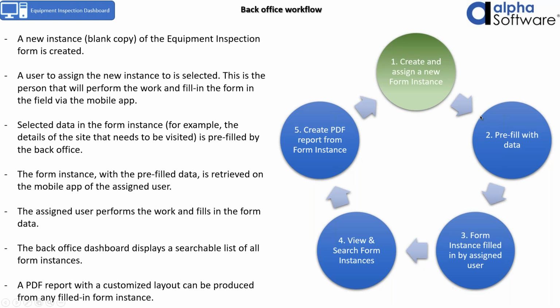So the cycle in the process would be that we create a new form instance from the back office, and we can assign it to a user there on the spot or afterwards. We pre-fill that instance with data still in the back office. Then the mobile user that was assigned this form sees it and fills in the rest of the information that is required, in this case, the inspections that were actually performed.